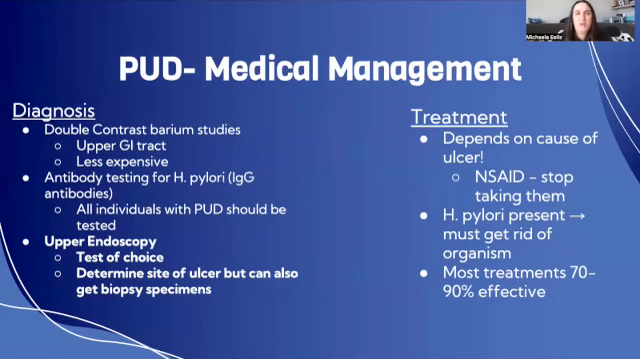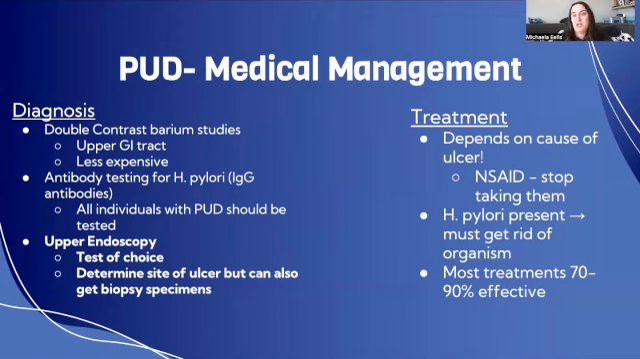So medical management. Diagnosis, you can do double contrast barium studies, which is in the upper GI tract and is less expensive. There's an antibody testing for H. pylori. Any individual with a peptic ulcer should be tested for this, just to rule out that it is not the H. pylori, and if it is, it can get treated. There's an upper endoscopy, which is the test of choice. This can determine the site of the ulcer, but it can also get biopsy specimens if they believe that there could be cancer.